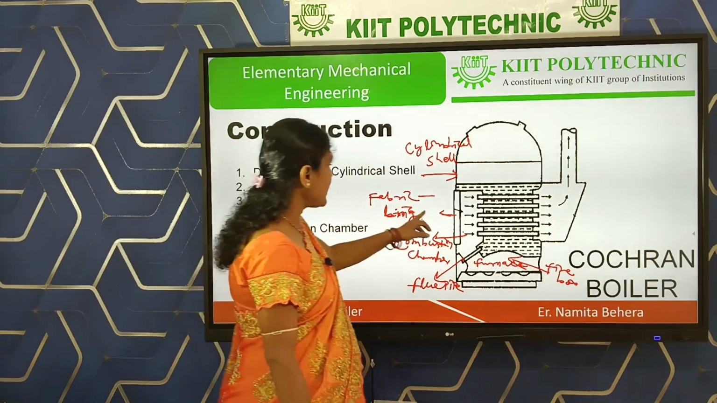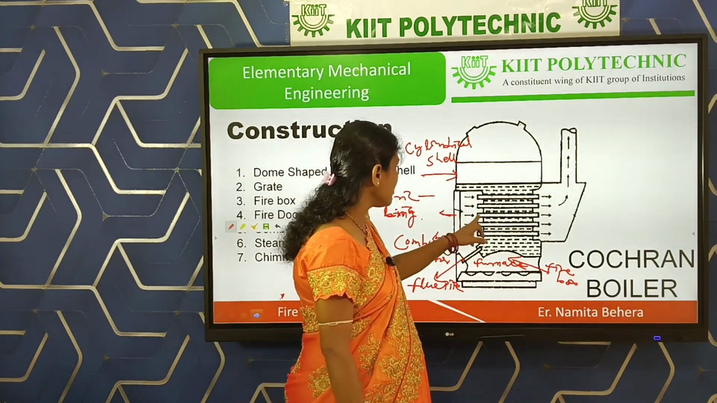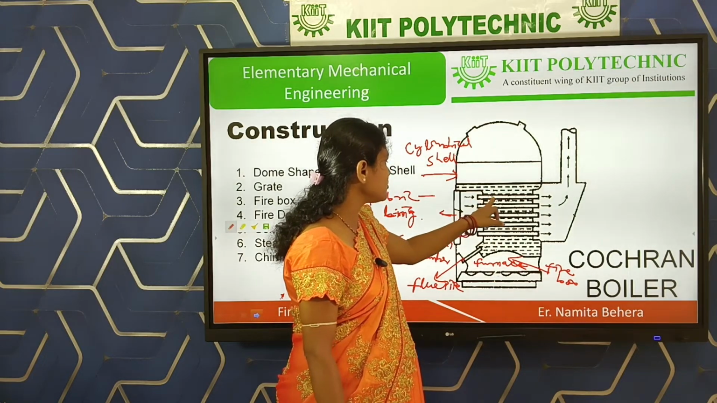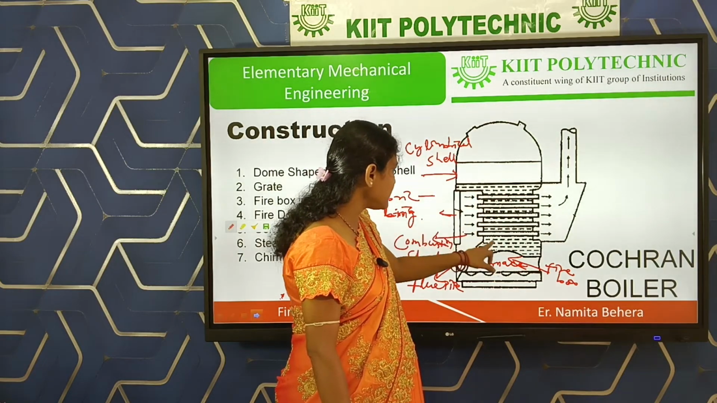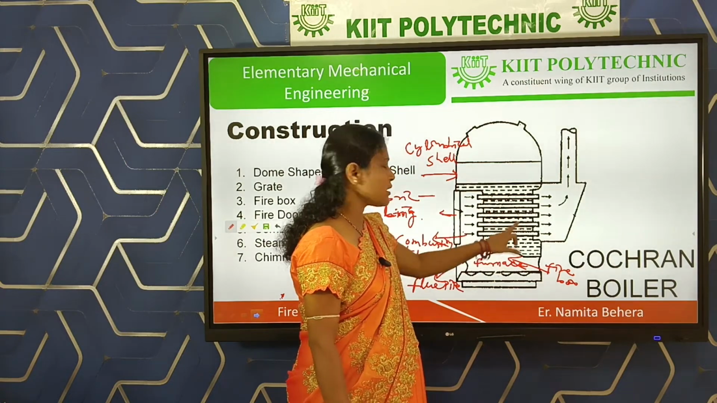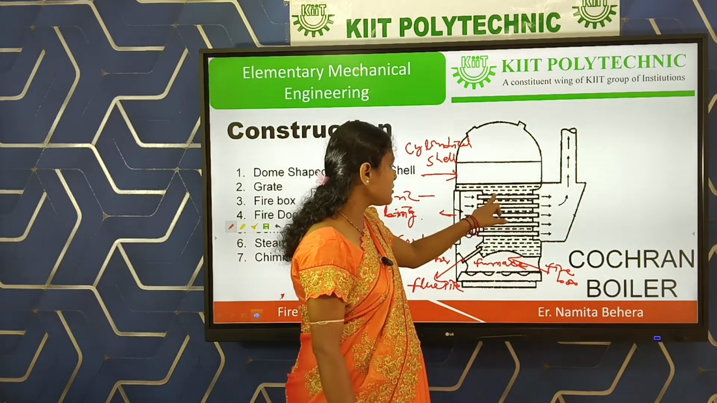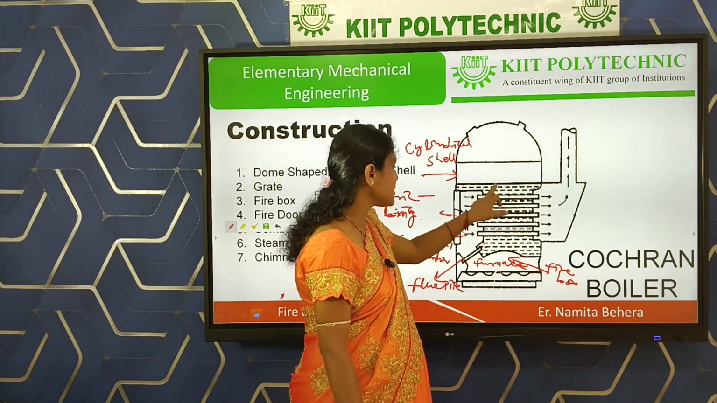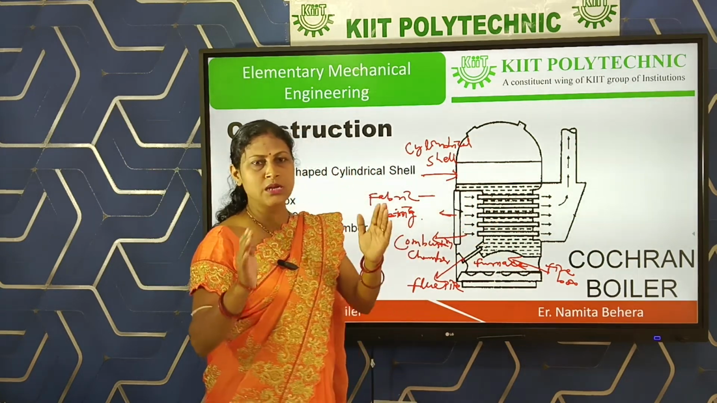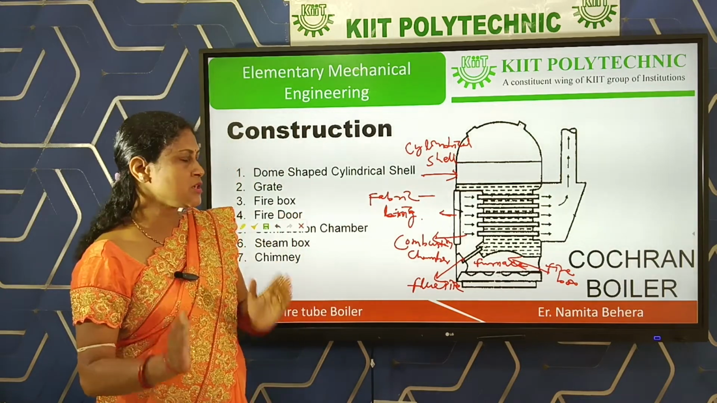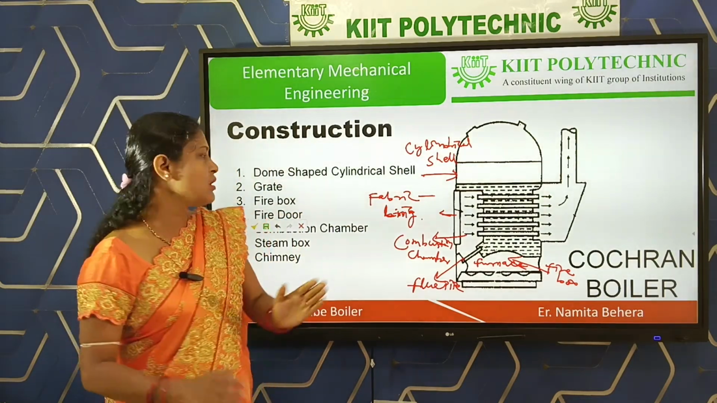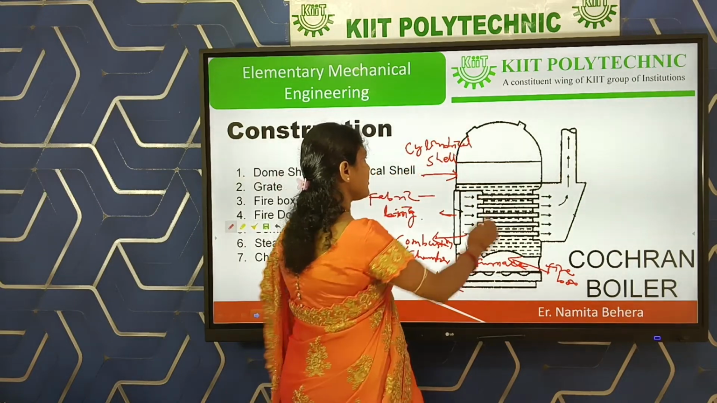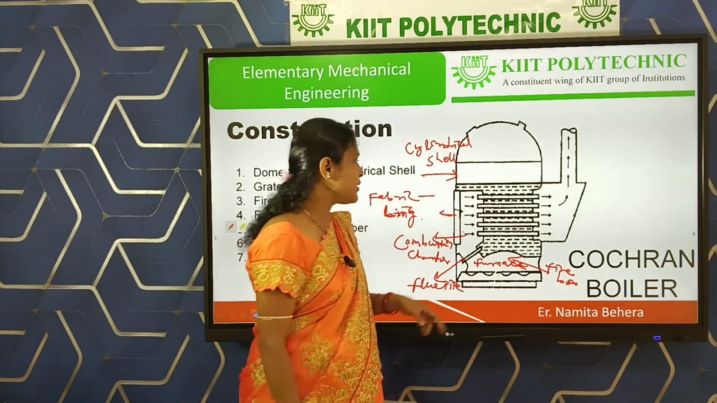Then the hot gases go to the multi-tubes. This is called a multi-tube. Hot gases enter the multi-tubes, and outside the multi-tubes, water is surrounded. So the hot gases and water come in contact with each other at high temperature and pressure. Then it forms steam, which is present at the top of the boiler.